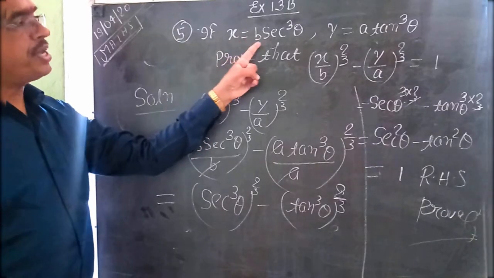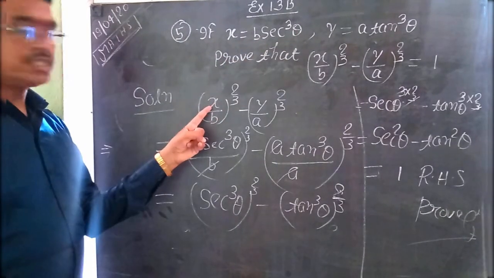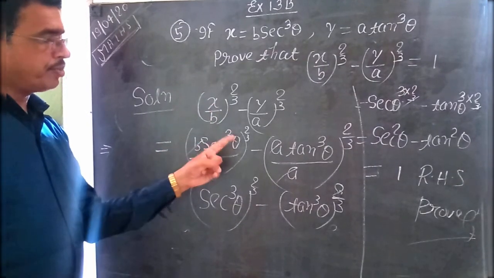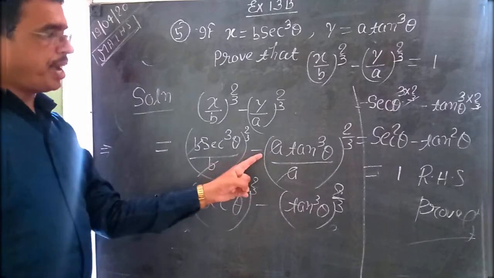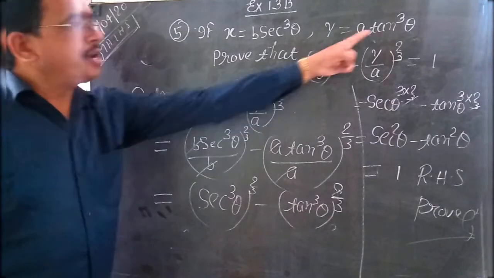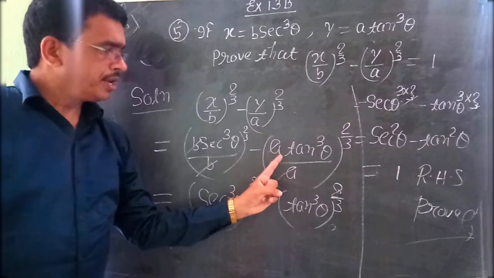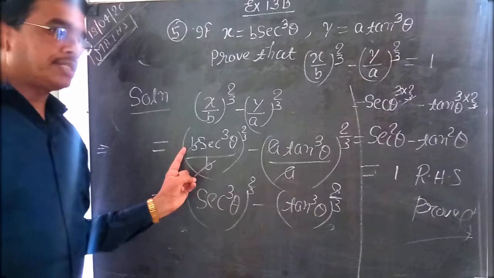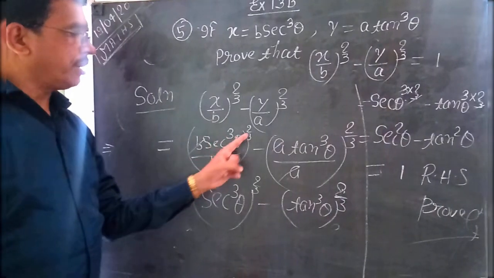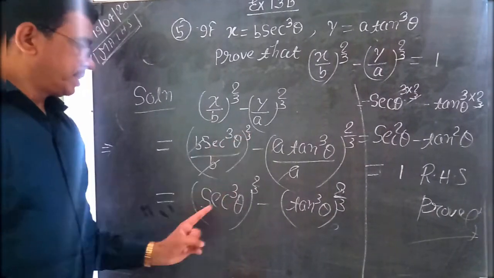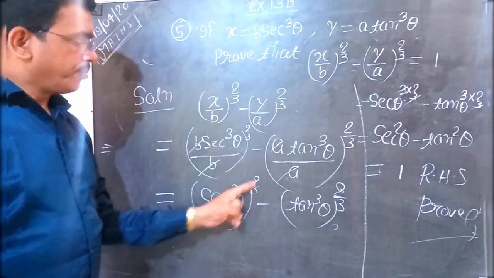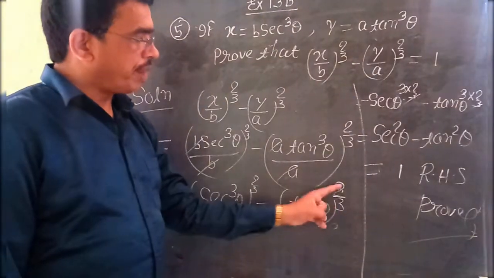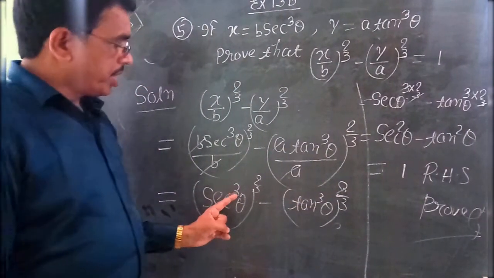What is x? b sec cube theta. So in these questions I put the value of x only. So b sec cube theta by b minus value of y, a tan cube theta. So I write here a tan cube theta by a. a cancel and here b cancel. Here is sec cube theta whole to the power 2 by 3. So I write sec cube theta power 2 by 3, here tan cube theta power 2 by 3.